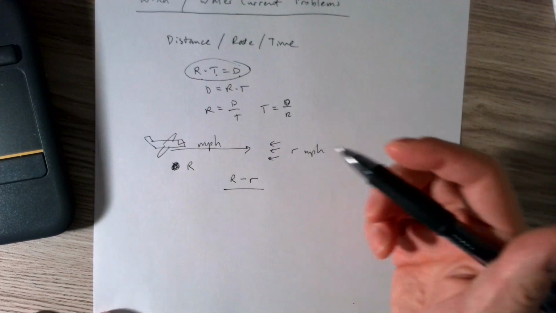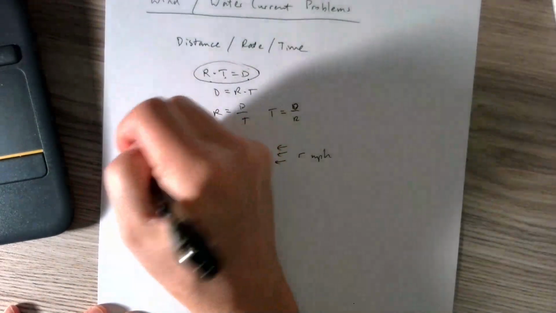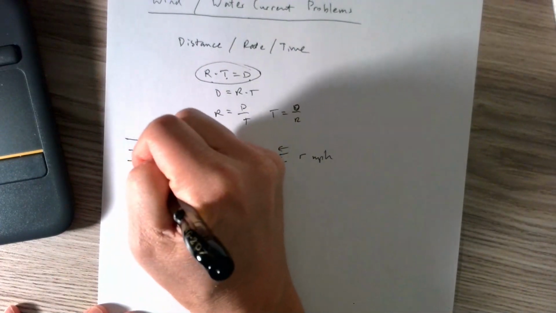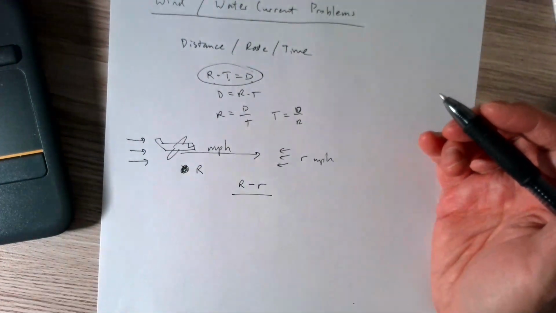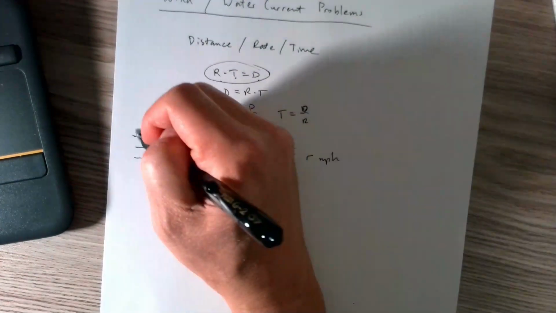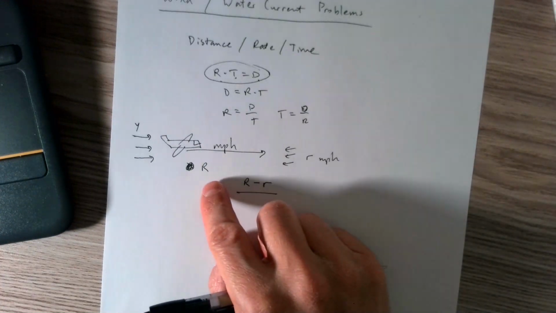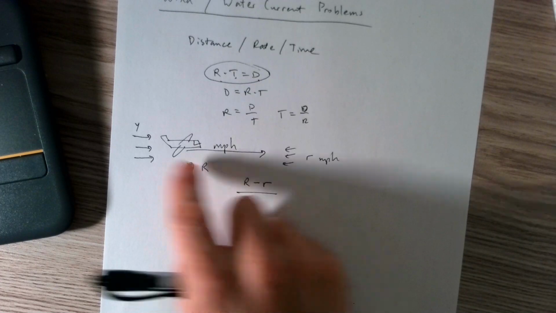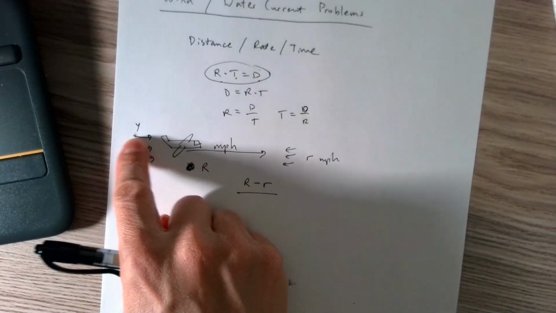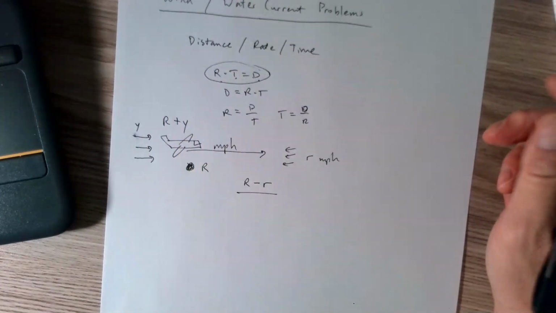By the same token, if that same plane has a tailwind, so the wind is helping the plane go faster, and if that tailwind is, I call y, then the overall speed will be the speed of that plane without any help plus the wind speed. So in this case, the speed of the plane will be R plus y overall.